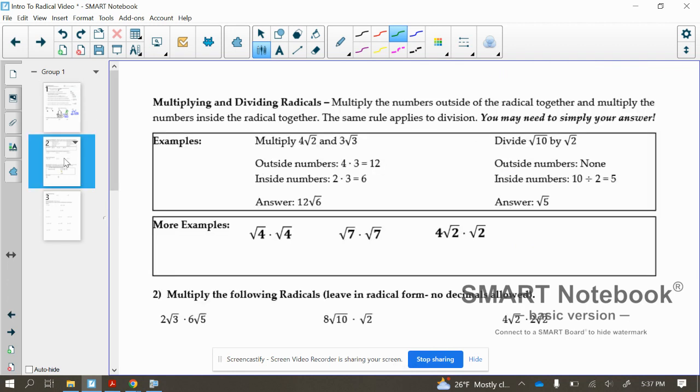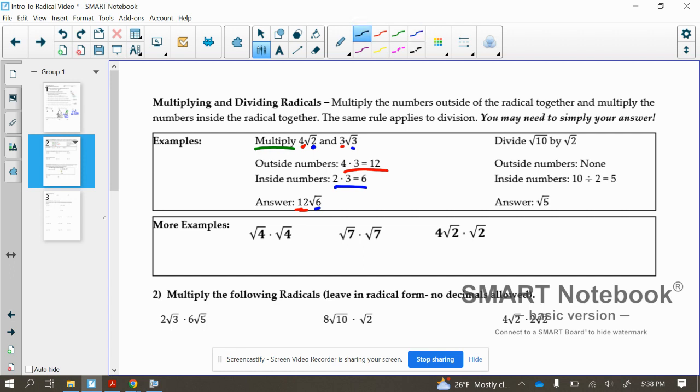Now, as we flip to page 2, we see some examples dealing with multiplying and dividing. So let's start with a multiplying example. We're taking 4 square root 2 and 3 square root 3, and we're going to multiply those together. Now, our numbers that are outside of the radical are going to get multiplied together. Those become 12. And then the numbers underneath the radical are also going to get multiplied. That becomes 6. So 12 square root 6 is our final answer. And again, you always want to double check, can I break down the numbers underneath the radical anymore? In this case, the answer is no.